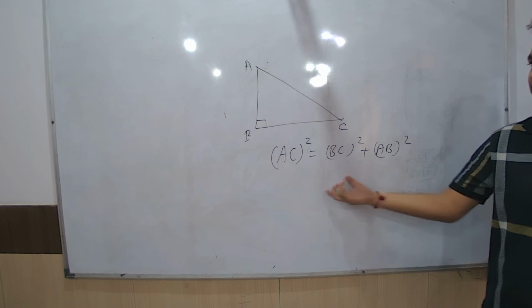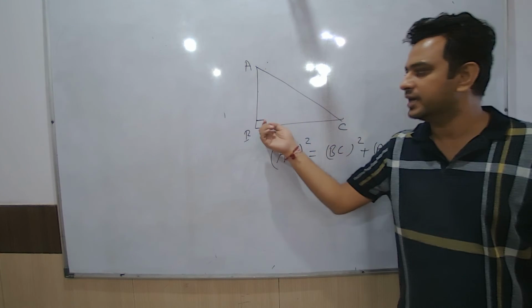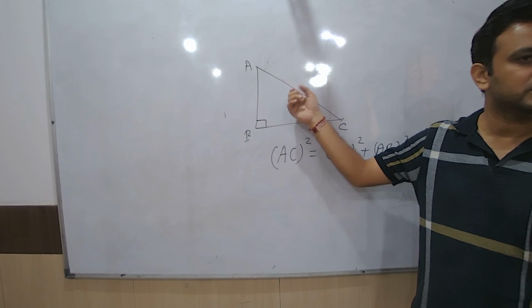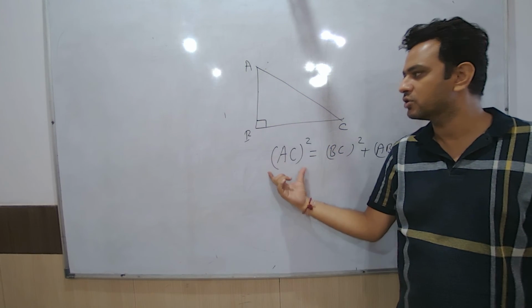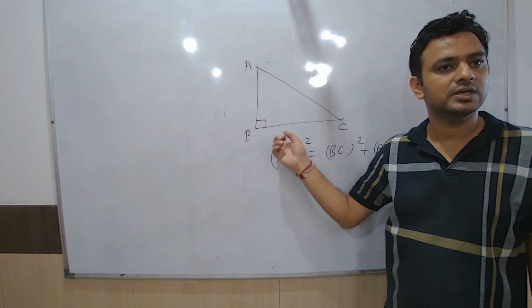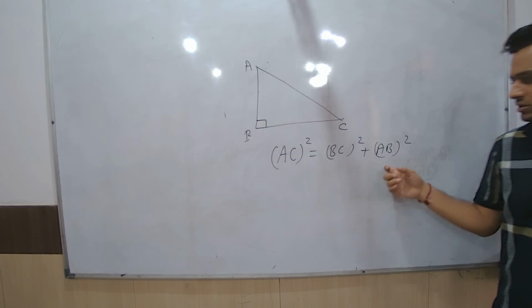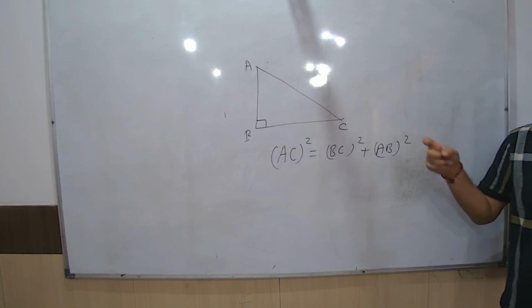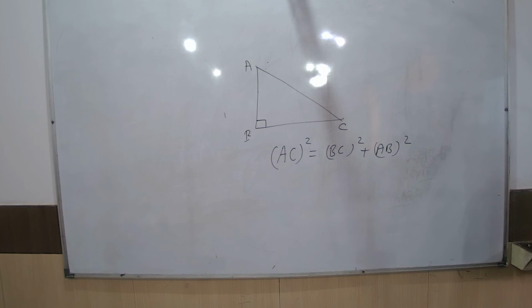If you don't know it, this is a simple statement. The side opposite the 90 degree angle is your hypotenuse. The hypotenuse length square equals the summation of the squares of the other two sides. Okay? BC square plus AB square. Clear? Got it?